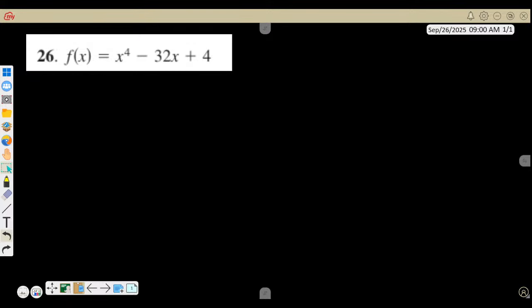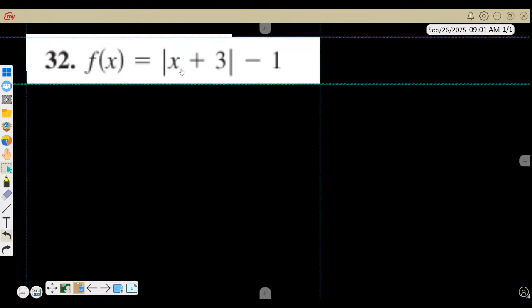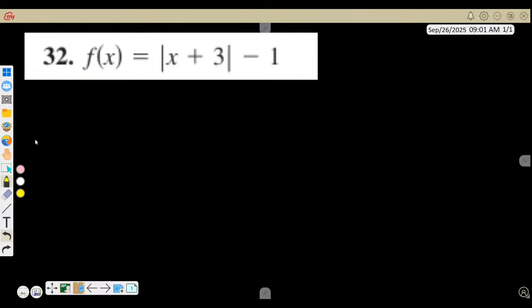Yeah. Good. Very good. Now do one more question, which is from the modulus function. Number 32. This is a mod function. How will you do the derivative of this?